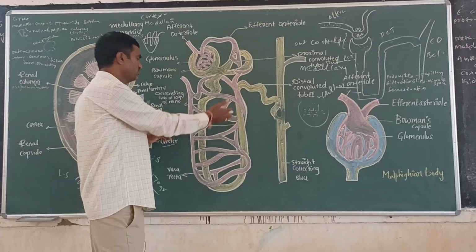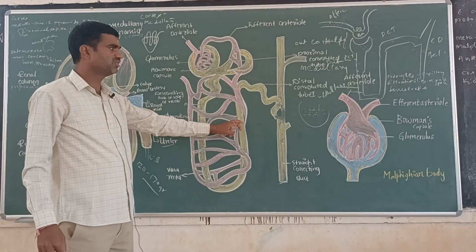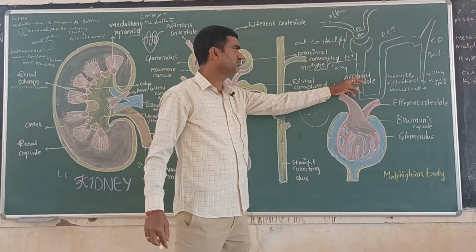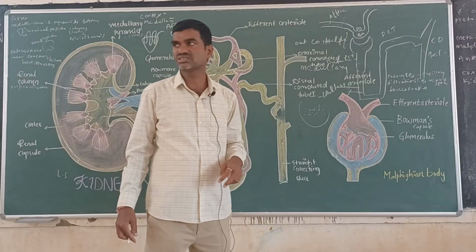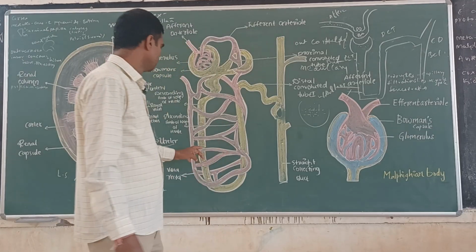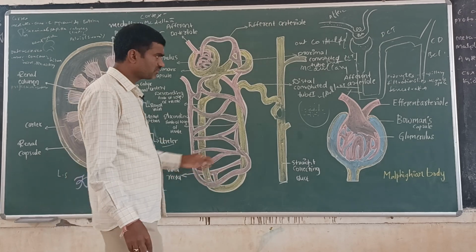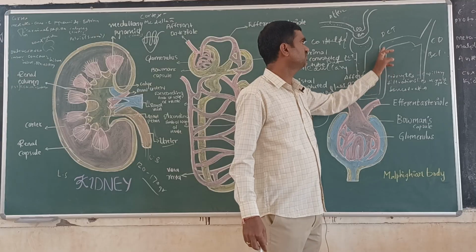Where is it present? In the ascending limb. Okay, so the descending limb and ascending limb form a U-shaped structure, so that is called the loop of Henle. So the loop of Henle is forming. From the loop of Henle, what is the next region?